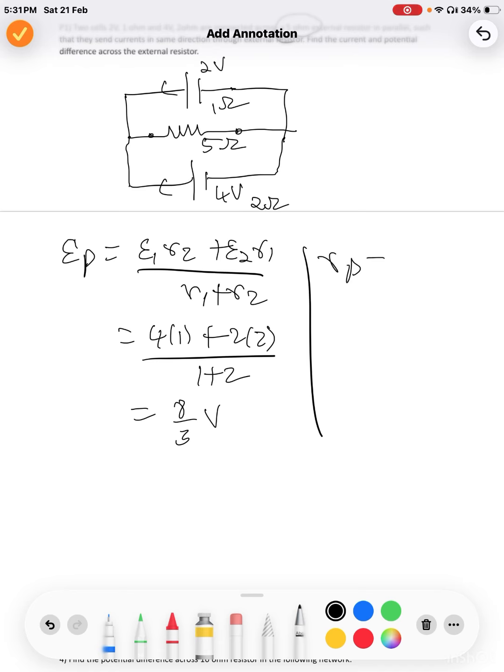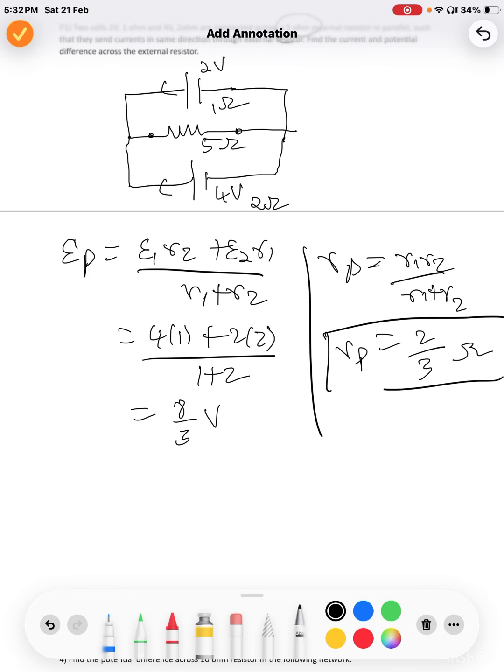And Rp value is going to be same. Rp value same comes because R1 into R2 by R1 plus R2. So R1 R2 values, 1 into 2, 2, 1 plus 2, 3, so 2 by 3 ohms is the Rp value. So Rp value, Ep value same. Next the difference comes now.